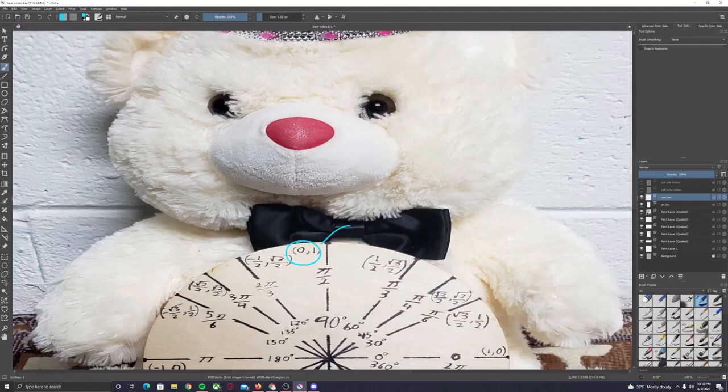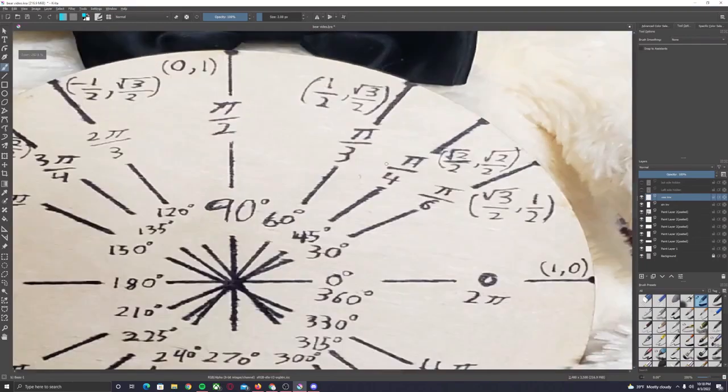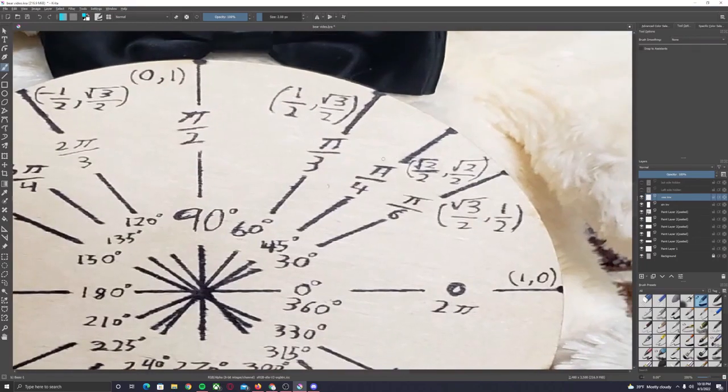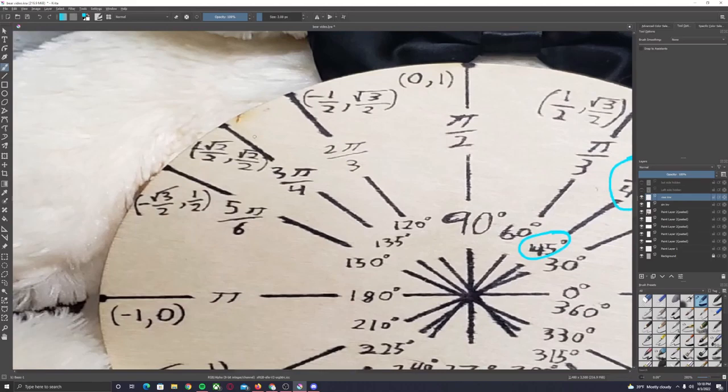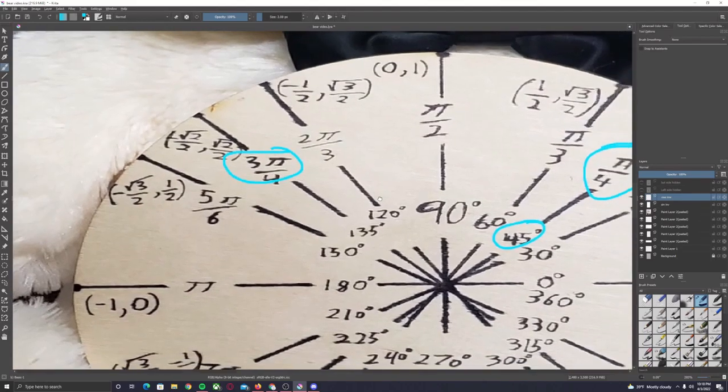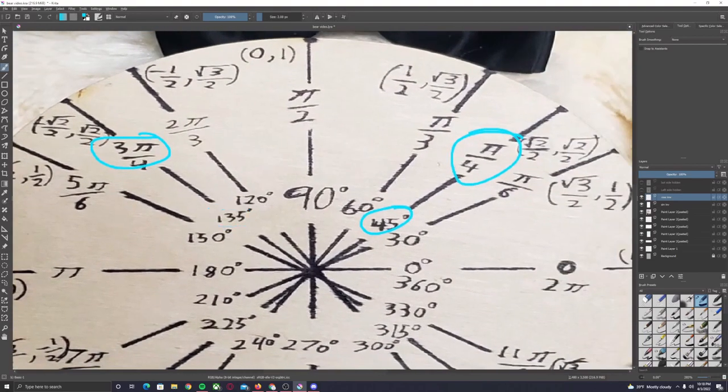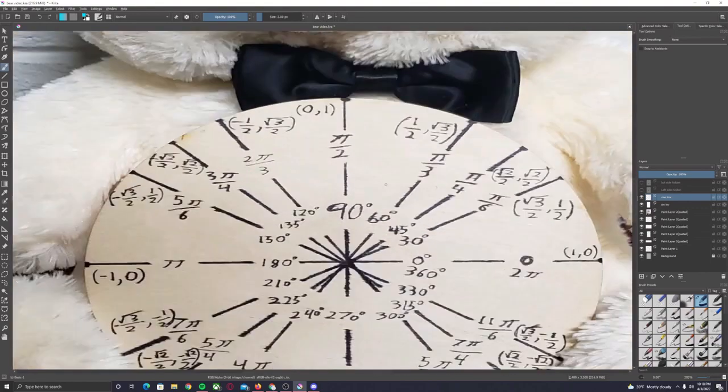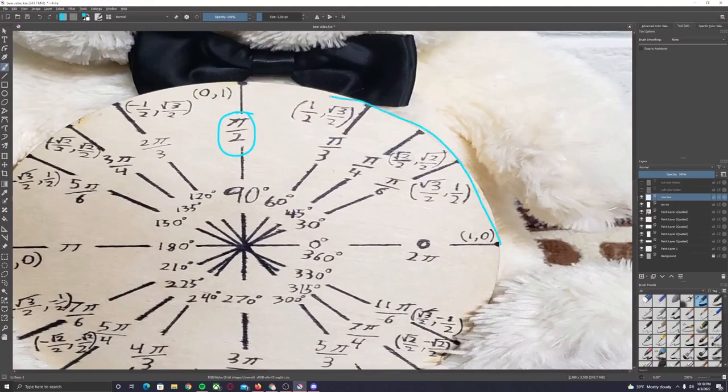Other than that, the unit circle can be used to convert radians into degrees. So if you want to know what pi over 4 radians was as degrees, you can find that there. Or if you want to know what 3 pi over 4 radians was as degrees, it's right there. And so it's really helpful with that. Or even like pi over 2, you can see it's a quarter of a revolution, because it's a quarter of a circle.